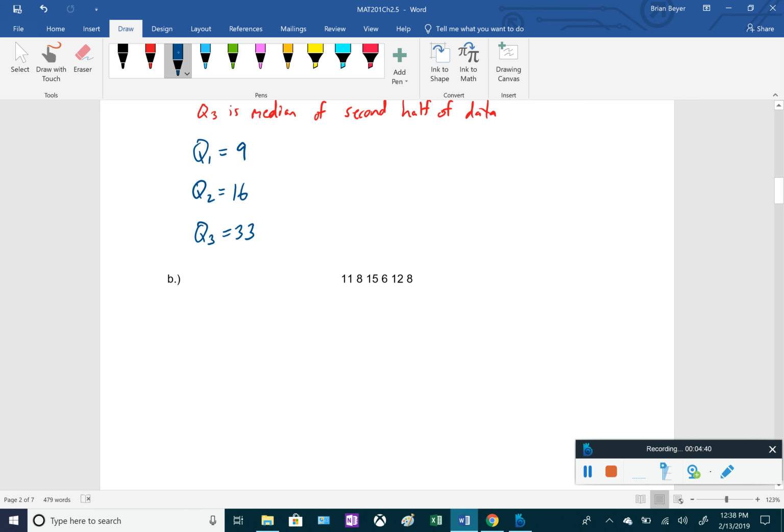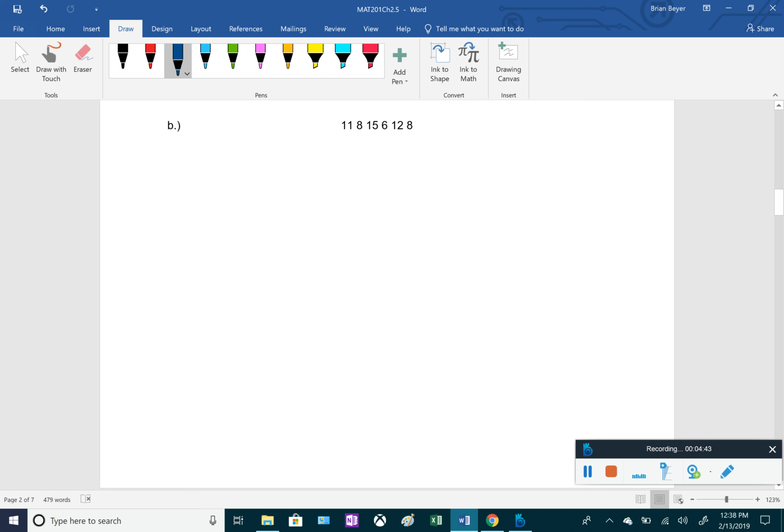So let's do one more of these. We have the small data set: 11, 8, 15, 6, 12, and 8. We can see here that the data is not in order, so we have to put it in order. Putting this data in order, it's going to be 6, 8, 8, 11, 12, 15. Okay, so now we can do exactly what we just did. So we're going to find Q2 first.